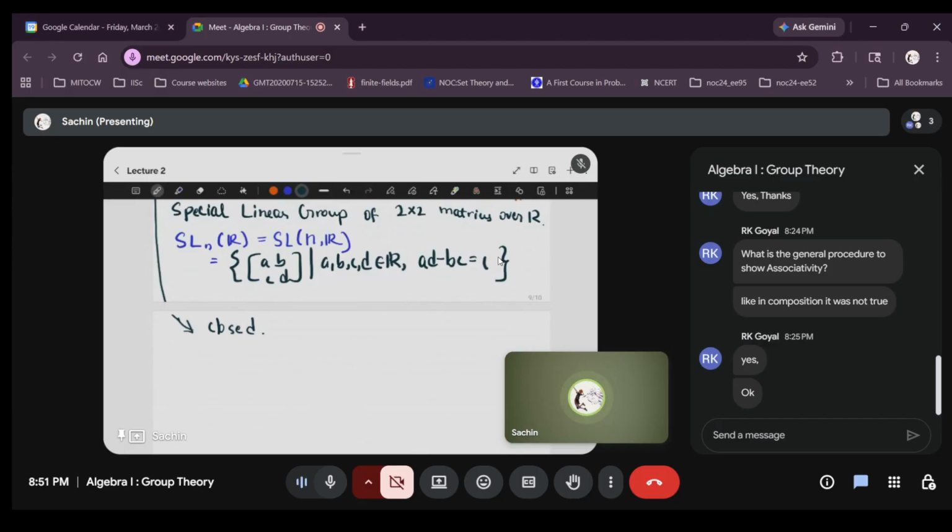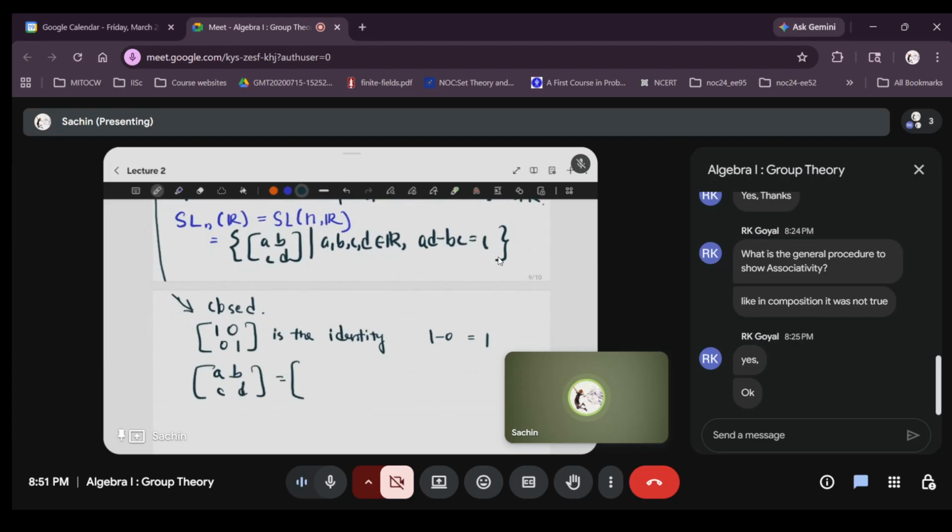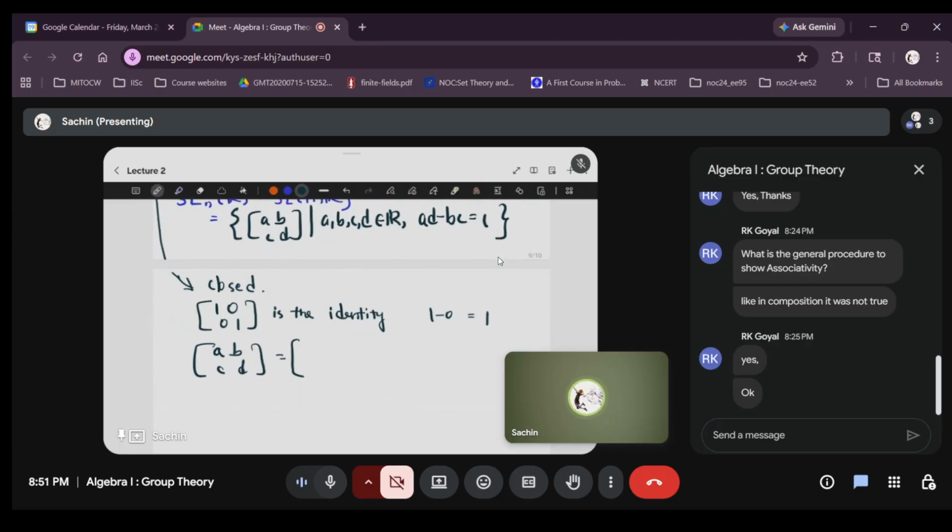Then the inverse of the identity is again [[1,0],[0,1]], because the determinant of it is 1 minus 0, which is 1. Then the inverse here would simplify, since AD minus BC is 1, to simply [[D, minus B],[minus C, A]].